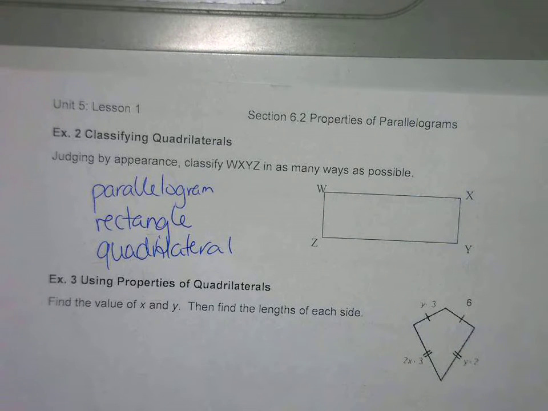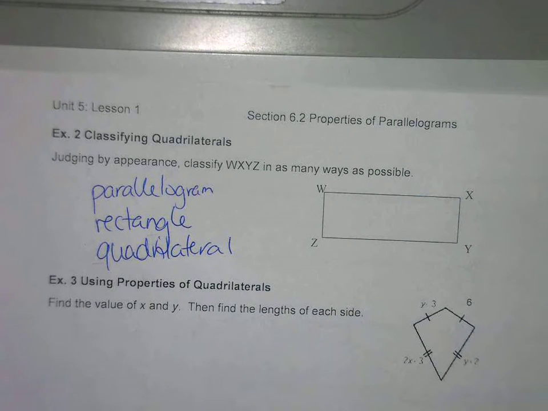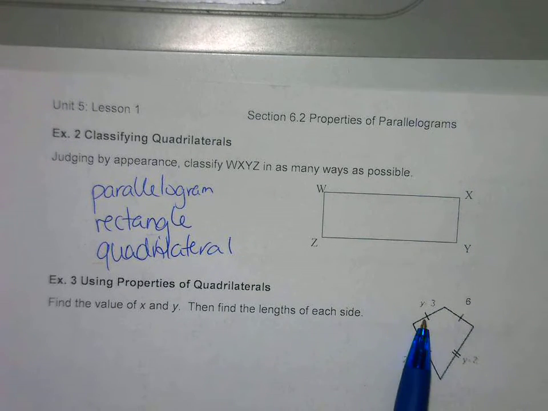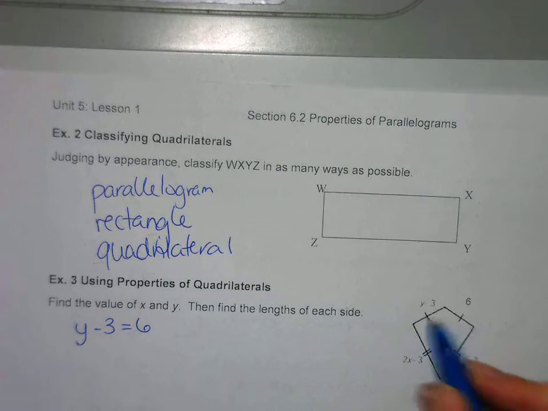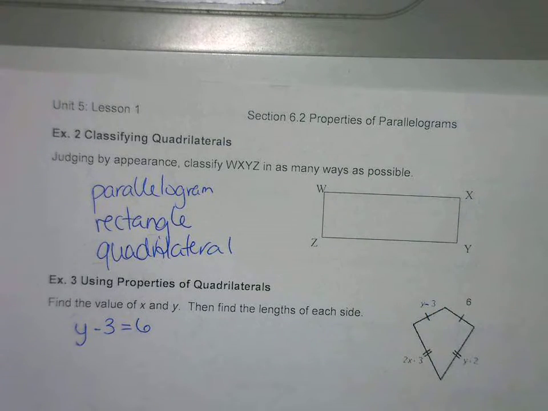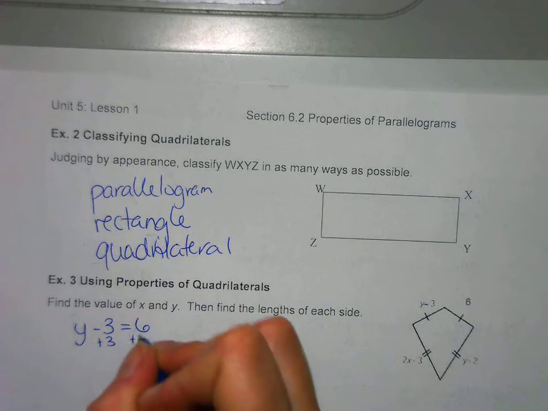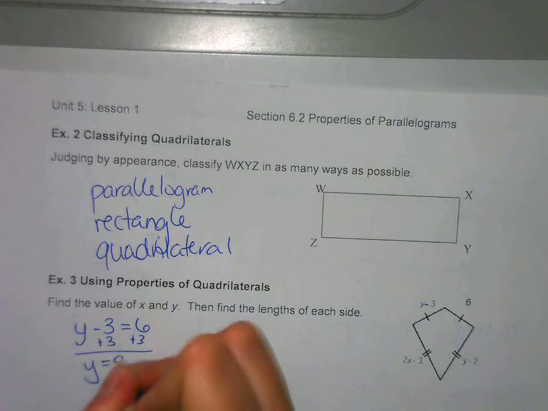We want to find the value of X and Y and then find the lengths of each side. This is a kite, so I have two adjacent sides that are congruent. To find my Y, I would do Y minus 3 has to equal 6 because these two side lengths are congruent to each other. So if I add 3 to both sides, Y equals 9.